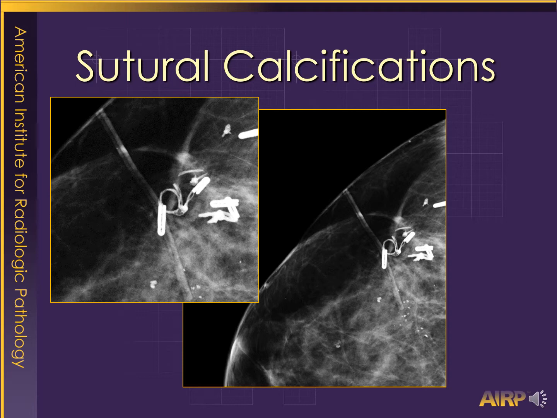Sutural calcifications, those are usually pretty obvious. You're looking for knots and ties and rings, so usually that's pretty self-explanatory.